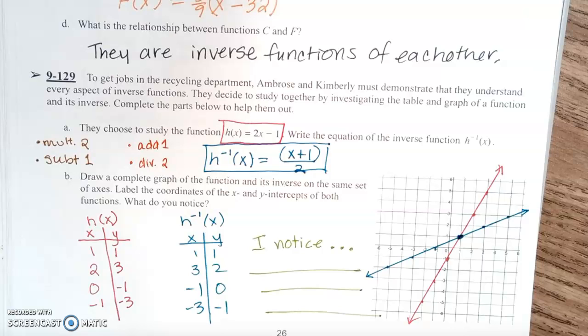There's a point at 1, 1. There's a point at 2, 3. There's a point at 0, negative 1. And there's a point at negative 1, negative 3. That gets you the graph in pink.